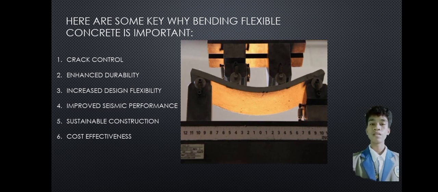The number five is sustainable construction. Bending flexible concrete is considered a more sustainable alternative to traditional concrete. Its crack control properties reduce the need for maintenance and repairs, resulting in lower materials consumption and waste generation. Additionally, the use of fine fiber in its composition can partially replace traditional reinforcement, reducing the overall carbon footprint of the material.